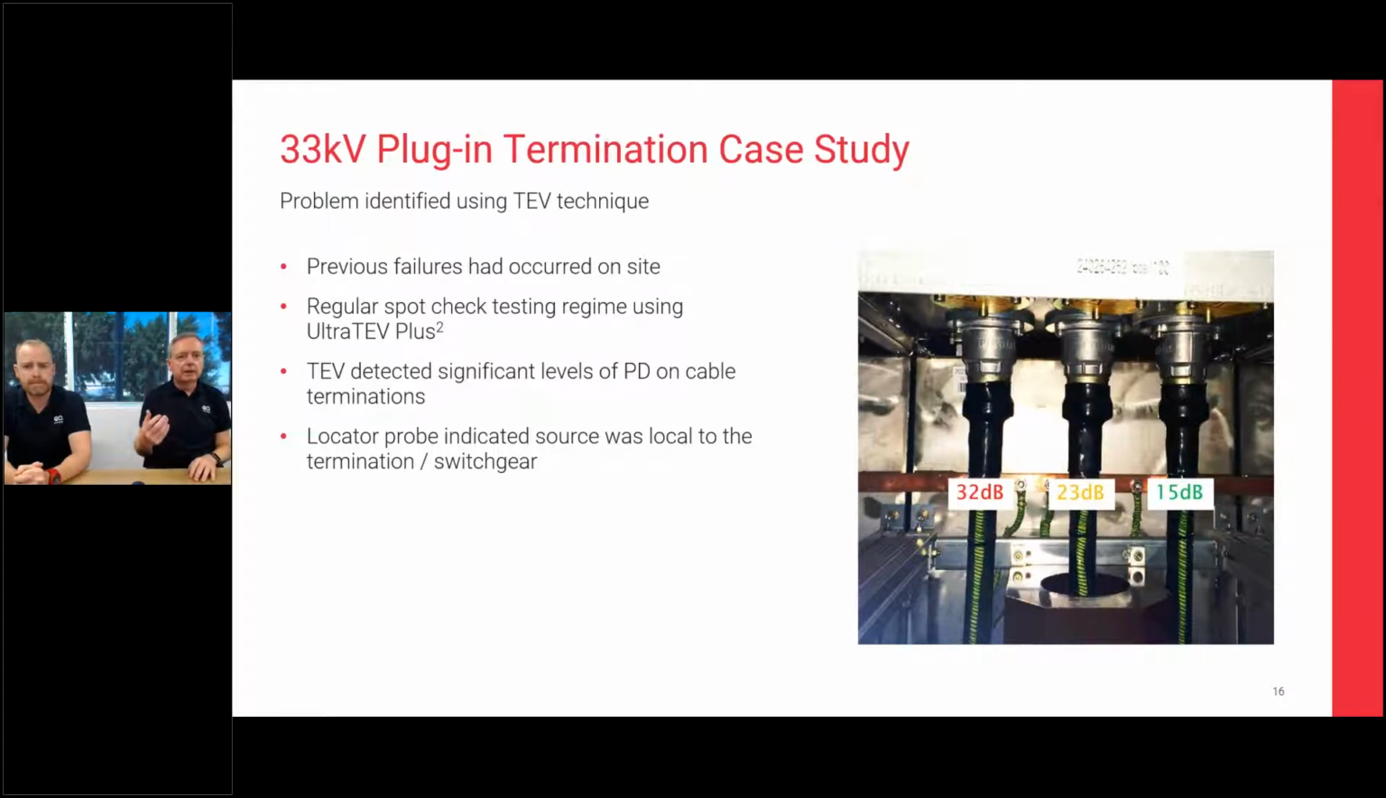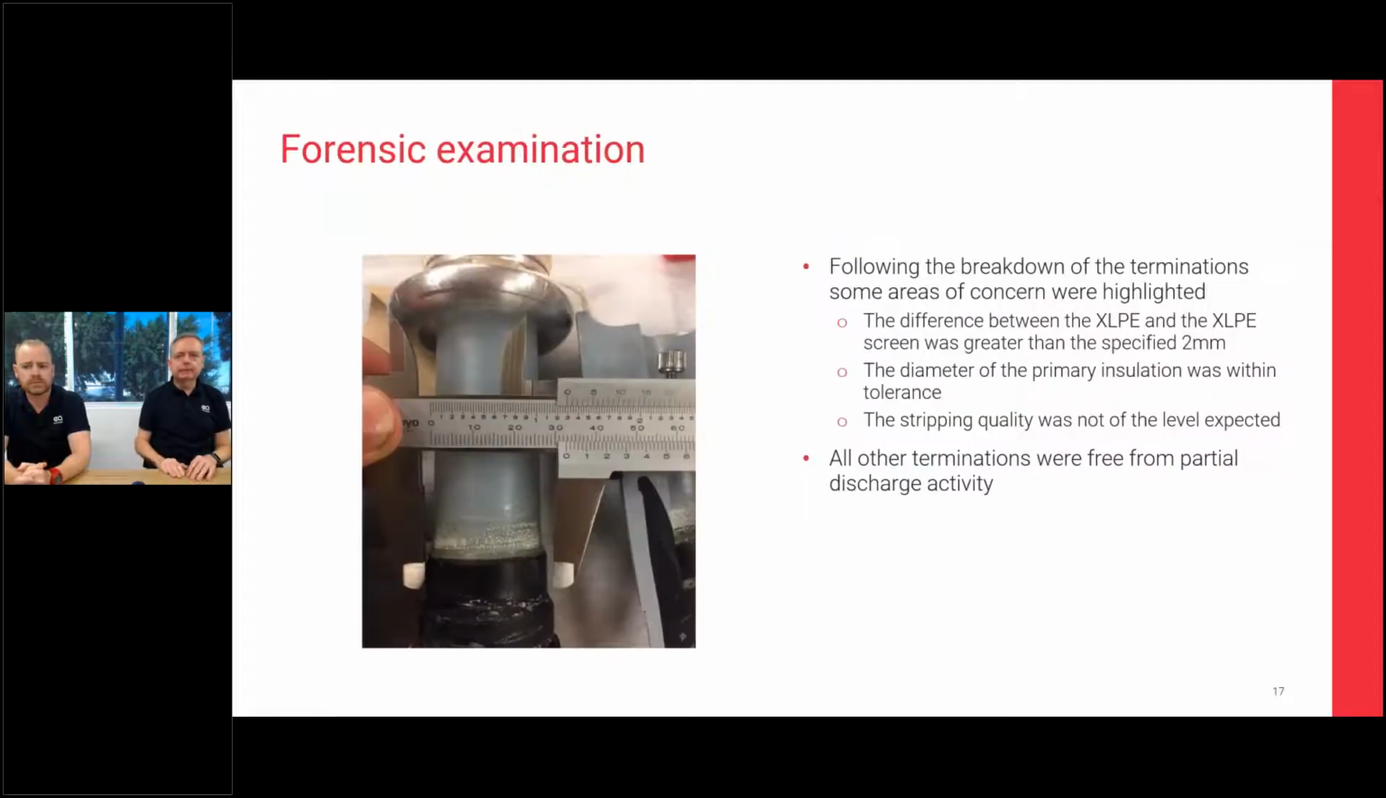So any level of discharge where we know that we've had previous failures, we start getting a little bit more concerned. In this particular instance, because of those previous failures, they took that cable termination out. They actually took all 3 of them out. The one with the 32 dB was found to be discharging. The other 2 were found to be free of discharge.